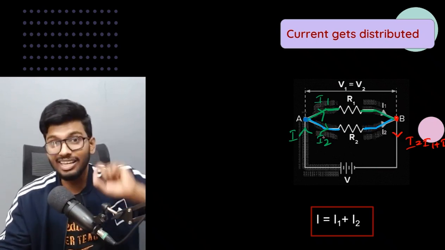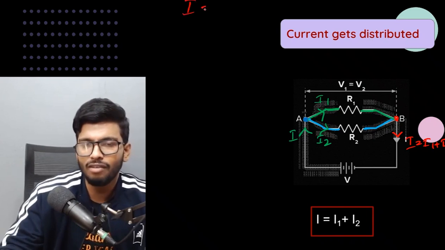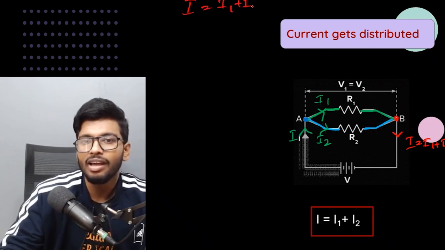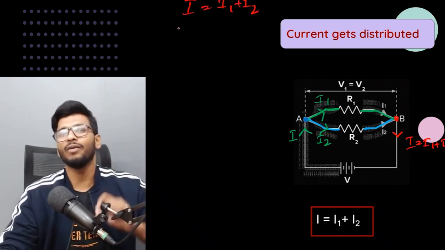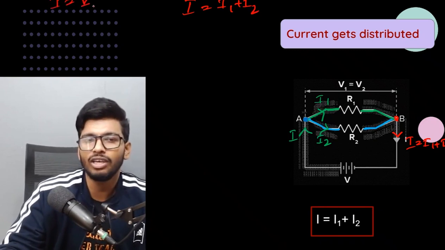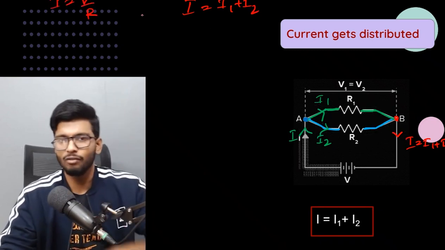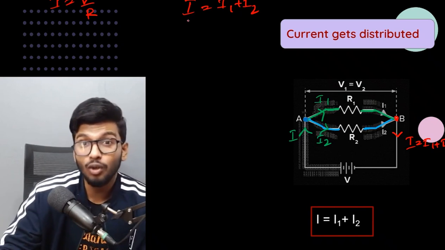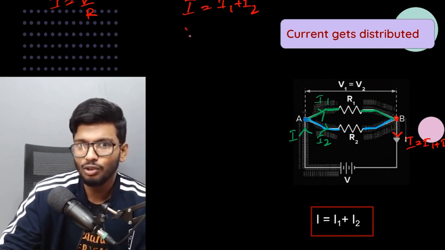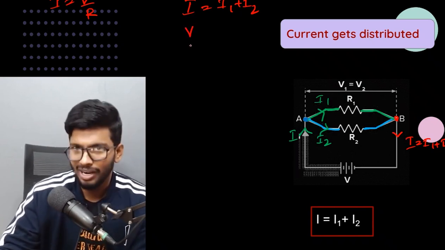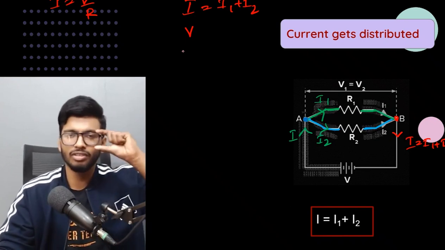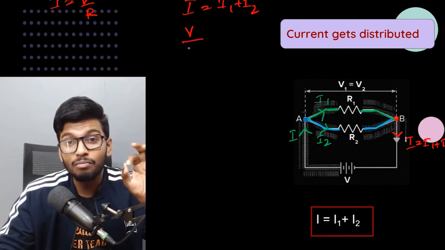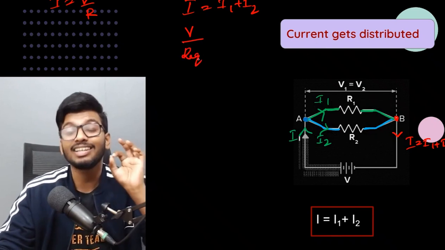So here once again, people, this is the base formula that you have: I is equal to I1 plus I2. Now once again, we're going to use Ohm's law. We know that I is equal to V by R. So here, the total current flowing through the circuit is equal to the total potential difference applied by the battery, divided by the equivalent resistance.